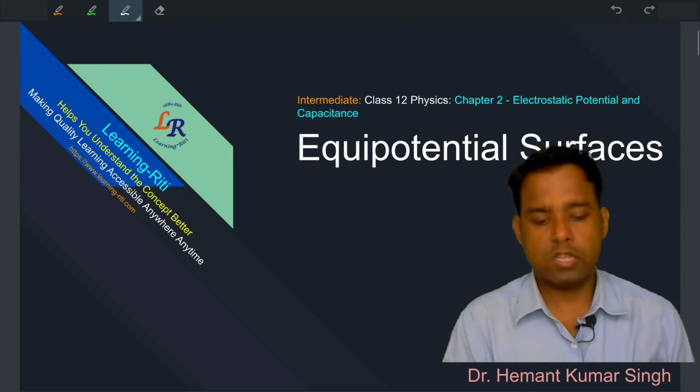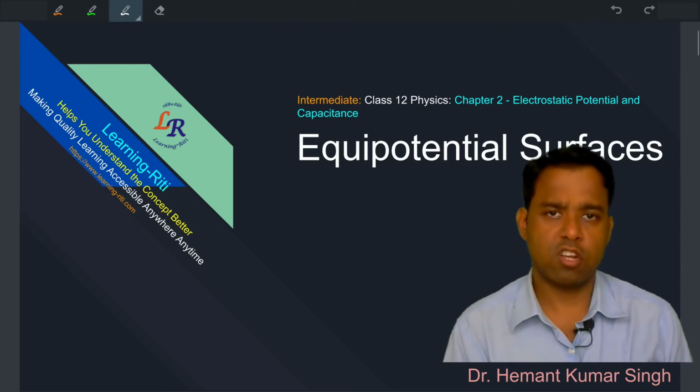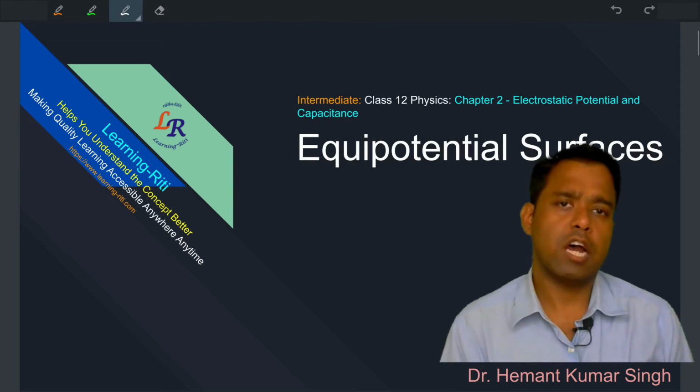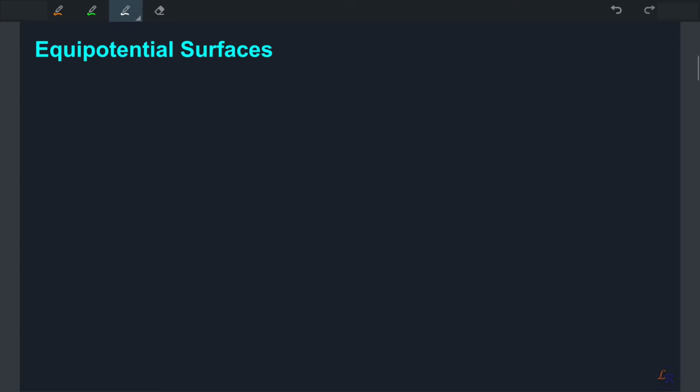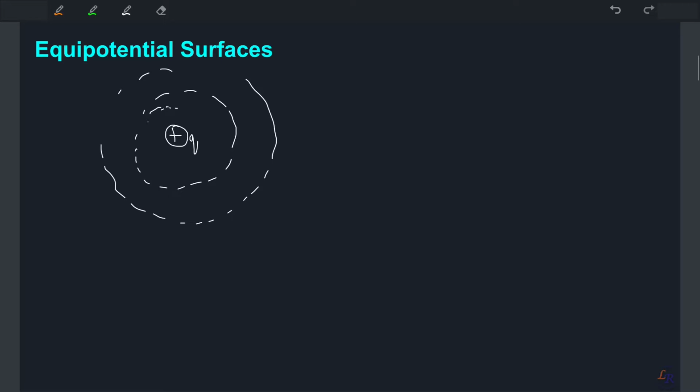Namaskar. So in this lecture we will see about equipotential surfaces and some properties and how we can associate them with the electric field. So let's see. Equipotential surfaces are defined as those surfaces for which each and every point has a constant and equal potential. For example, let's say you have this charge plus Q, and all the surfaces which have the same potential will be called equipotential surfaces, right?